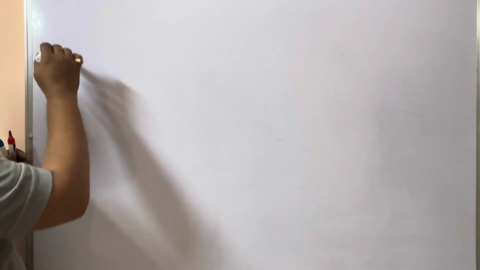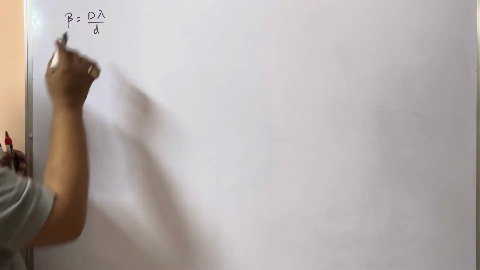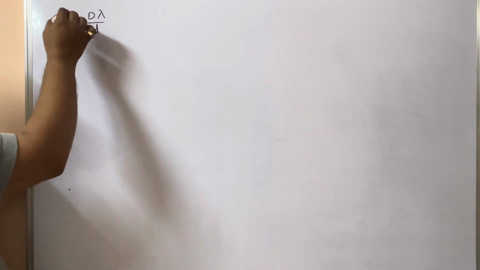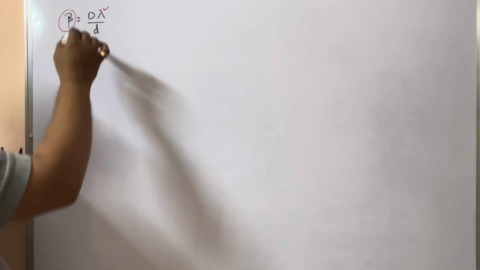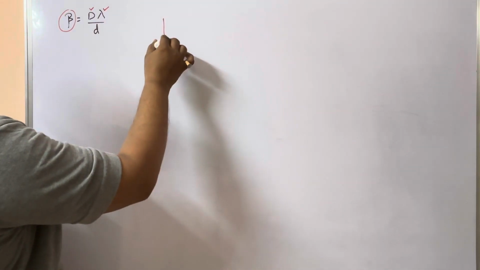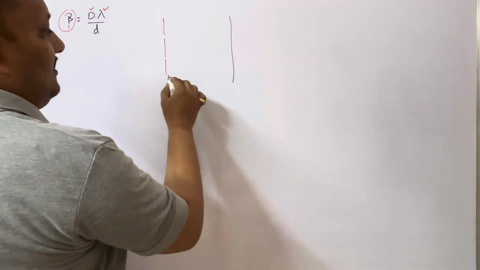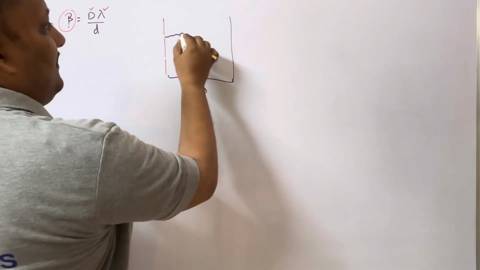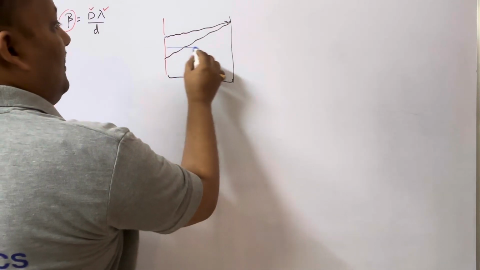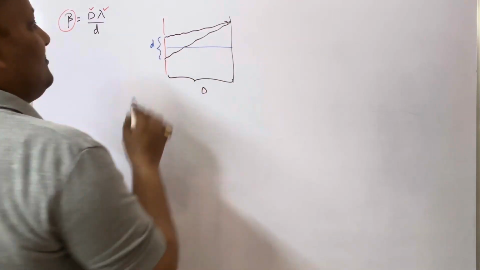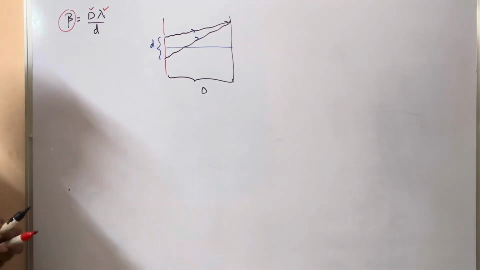We were discussing fringe width and angular fringe width. The fringe width equation we got is beta = D lambda by d. On what factors is this fringe width going to depend? What is lambda here? Wavelength of the light. What is capital D? Distance between slits and screen. Correct? So this is capital D, and the distance between two slits is small d. Lambda is the wavelength of the light used.